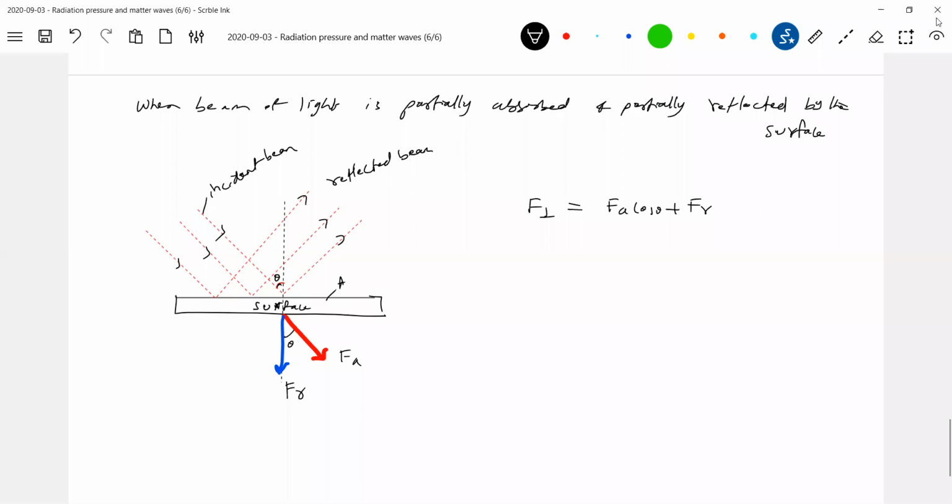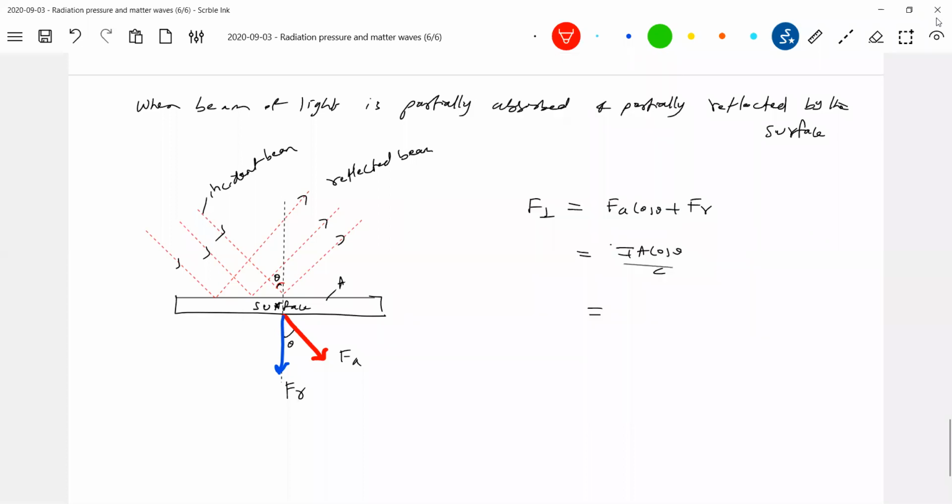This is because of how we define radiation pressure: normal force per unit area. So what is Fa? From the previous discussion, it is cos theta by C, and this should be equal to 2IA. And this is absorption, so that A, I should write it here. Reflection coefficient R, cos square theta by C, into cos theta.